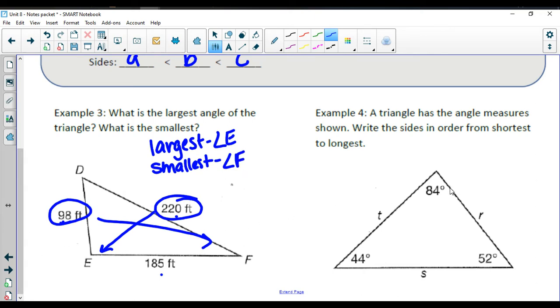In example number 4, a triangle has the angle measures shown. Write the sides in order from shortest to longest. So shortest would go with the smallest angle, so that's going to be R, which is less than the 52, which is going to be side T, which is going to be less than the biggest one, which is side S. So R is less than T, which is also less than S.